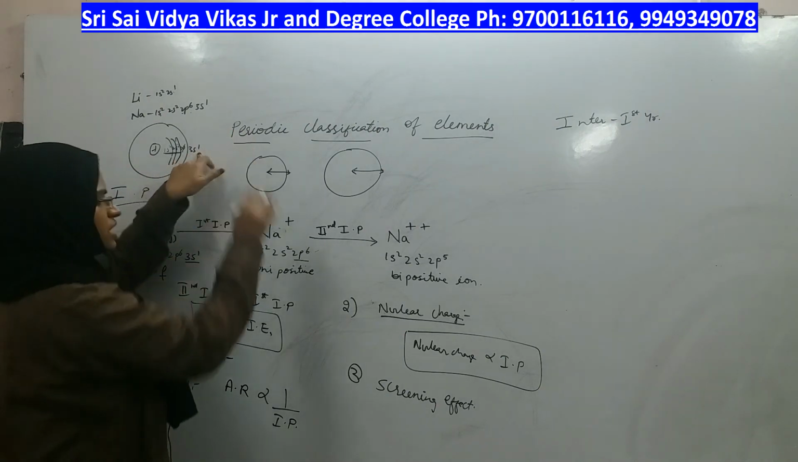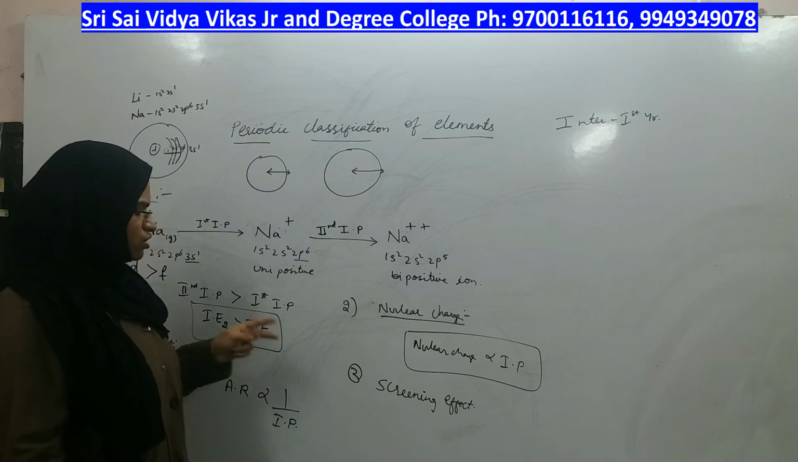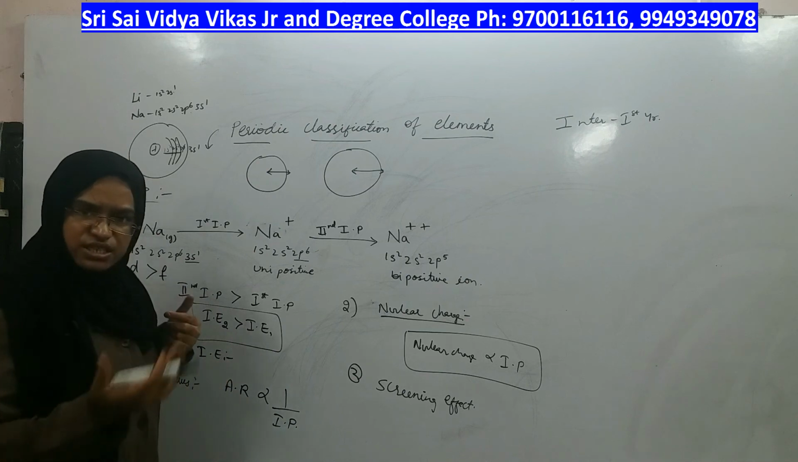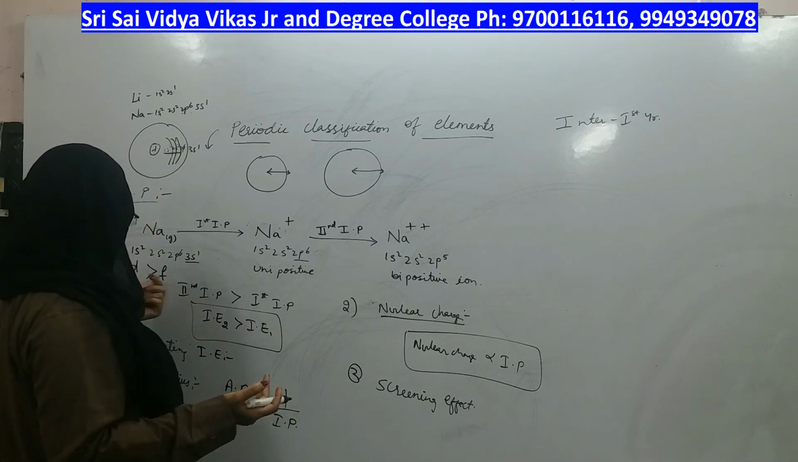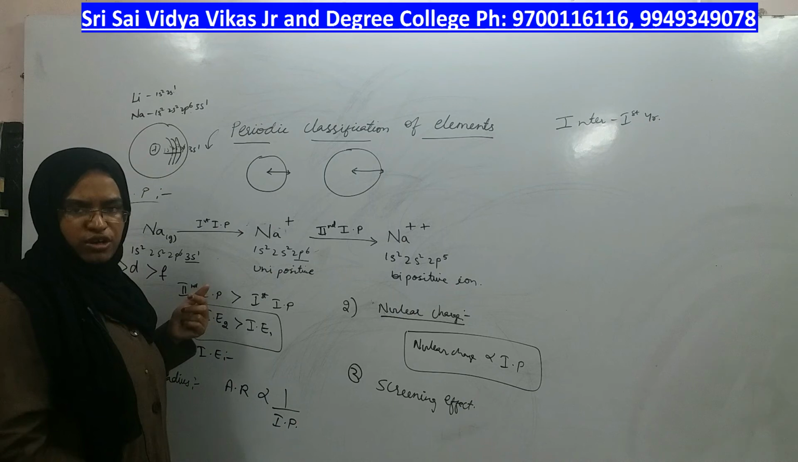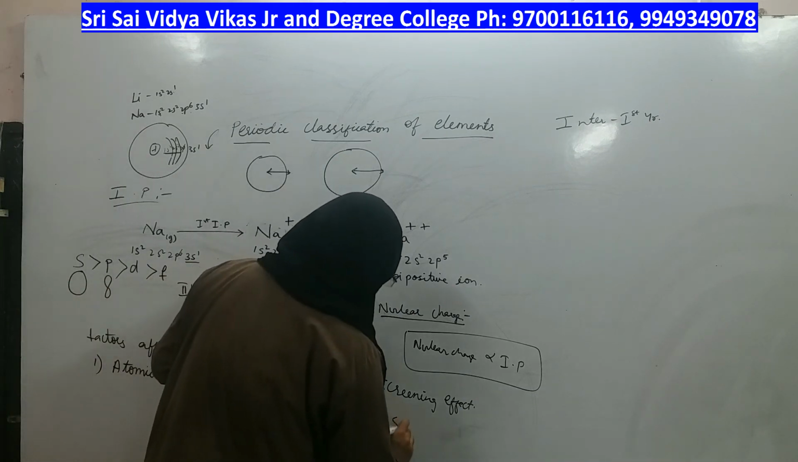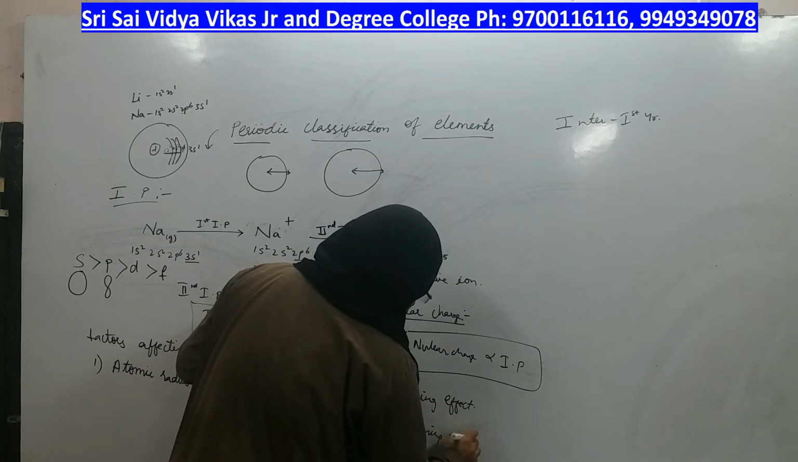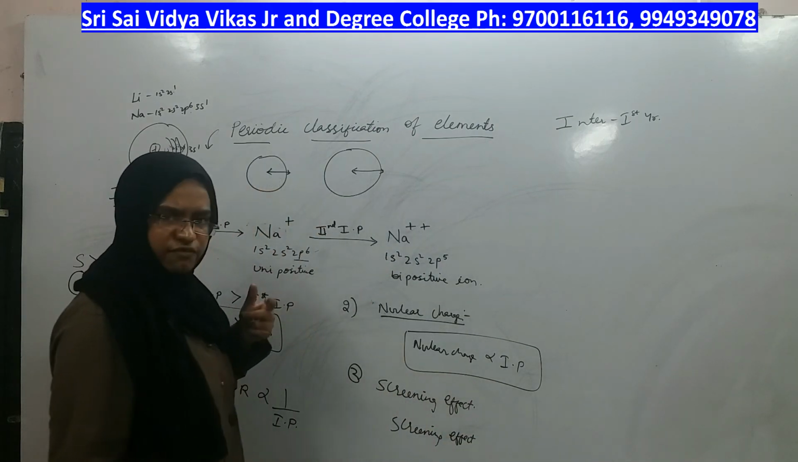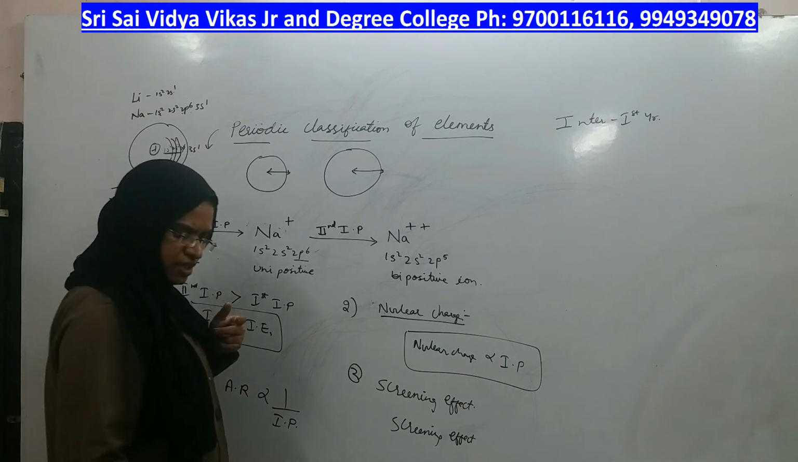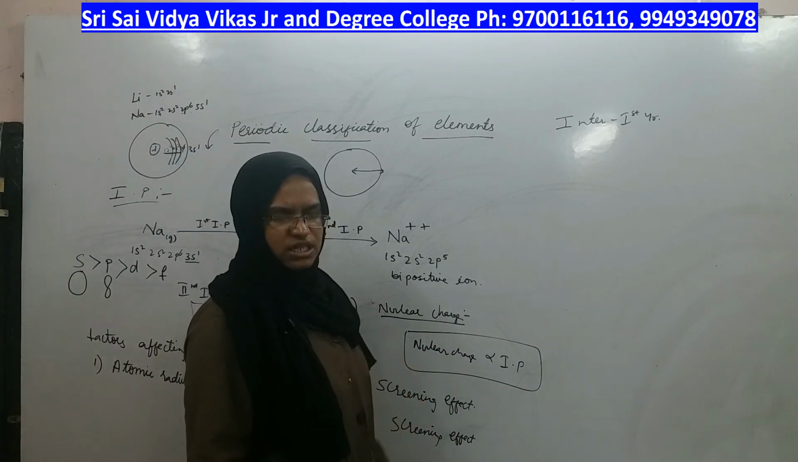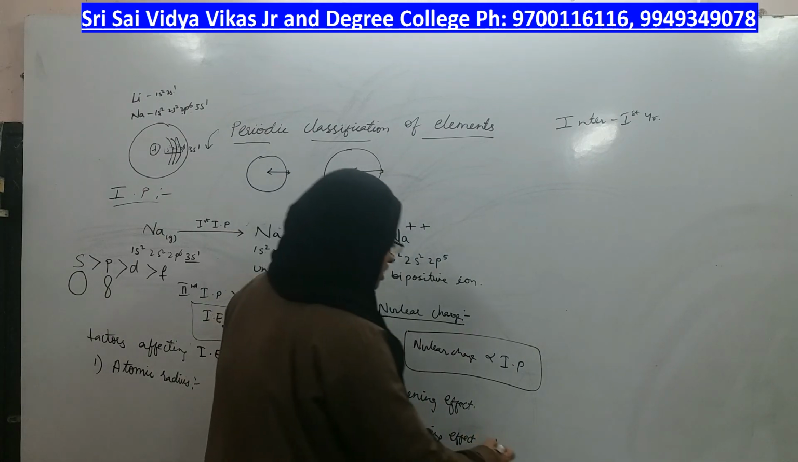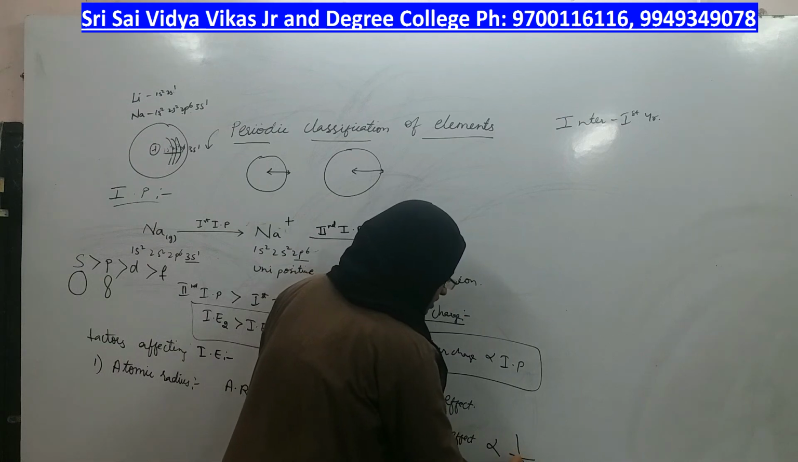Whether you remove the last electron or not, nothing happens, right? So if the screening effect is more, you need very less ionization energy to remove the electron. If screening effect is less, you need a high amount of ionization energy, right? So the screening effect of the middle electron decides whether you need more ionization energy or less ionization energy, right? Therefore, screening effect is inversely proportional to ionization potential.